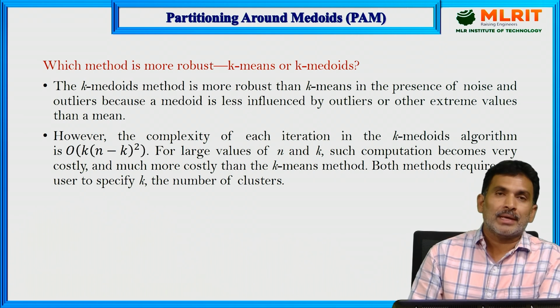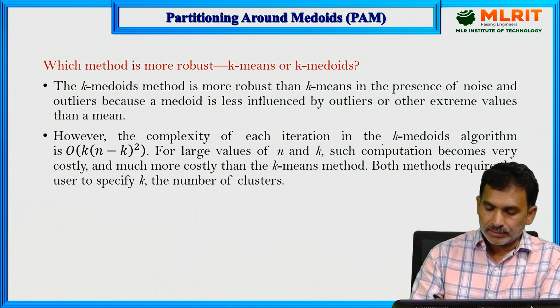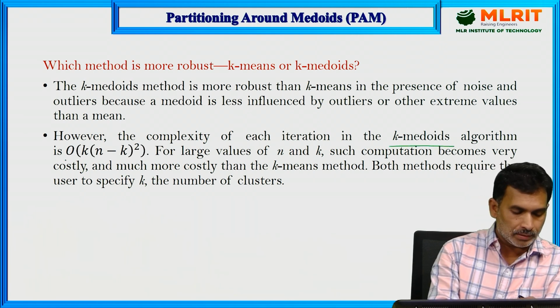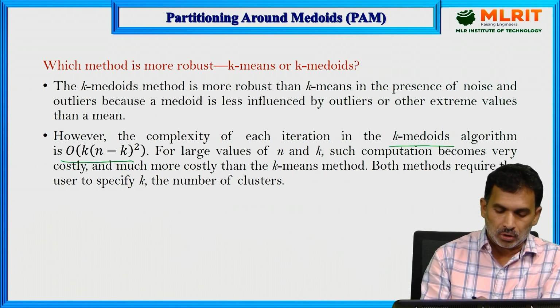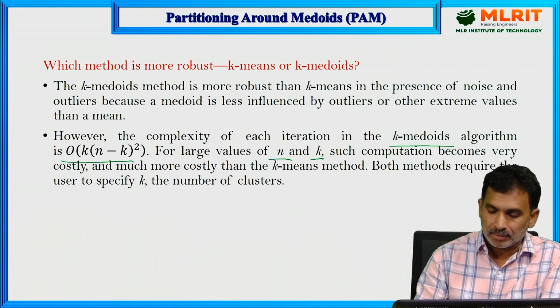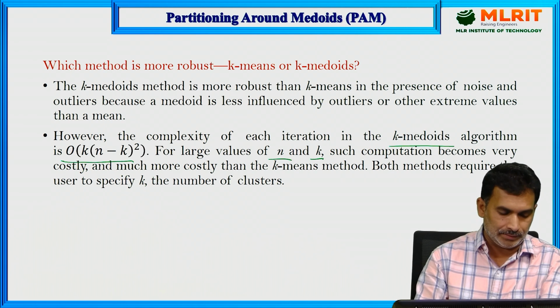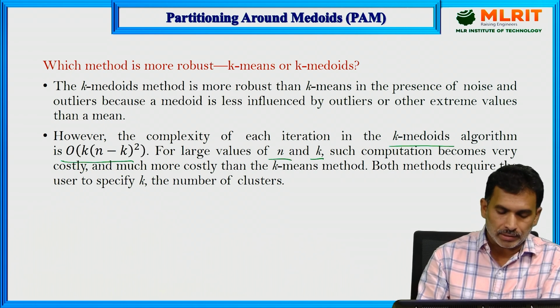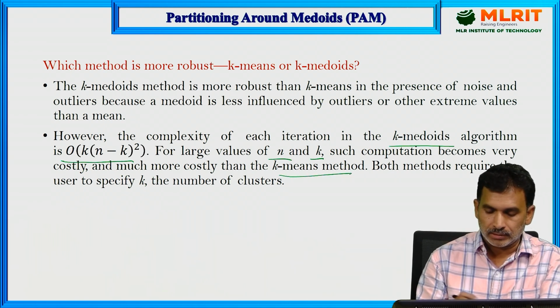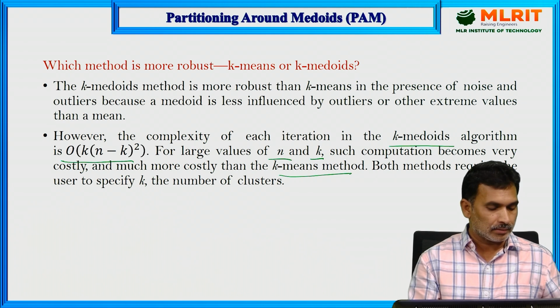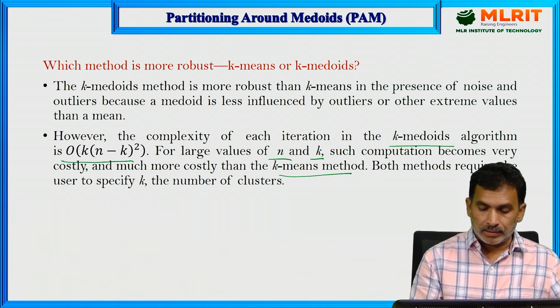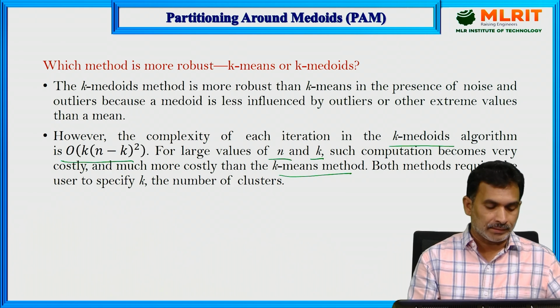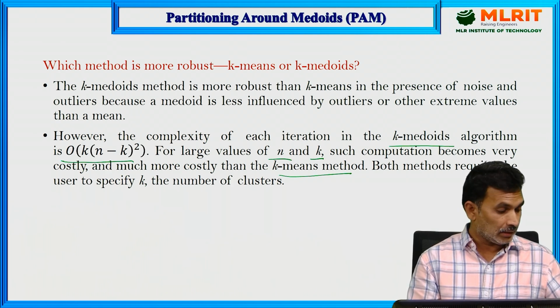However, the complexity of each iteration in the K-Medoids algorithm is order of k(n-k) whole square, and for large values of n and k, such computation becomes very costly, much costlier than the K-means method. In that case, K-means would be the better one. Another point is that both methods, K-means and K-Medoids, require us to specify k, the number of clusters.